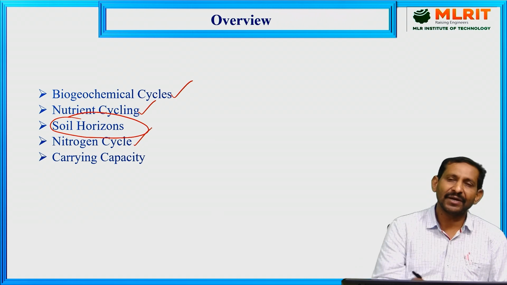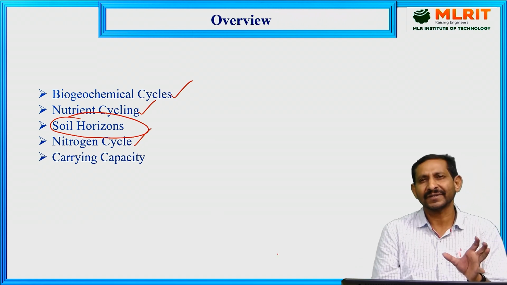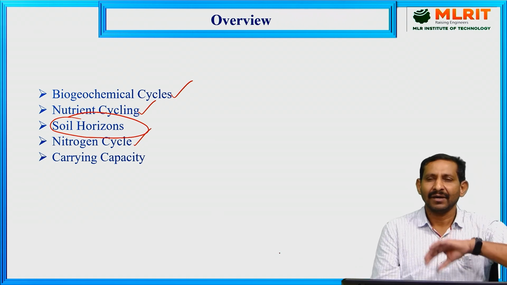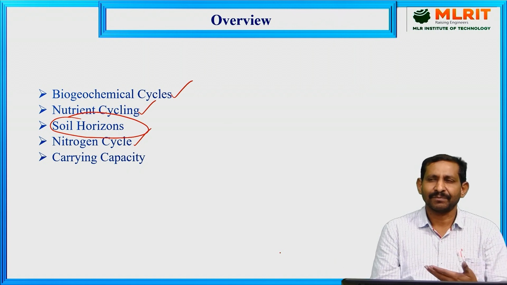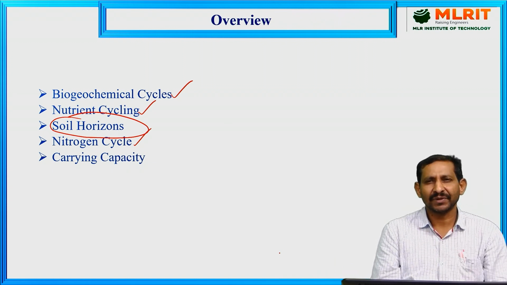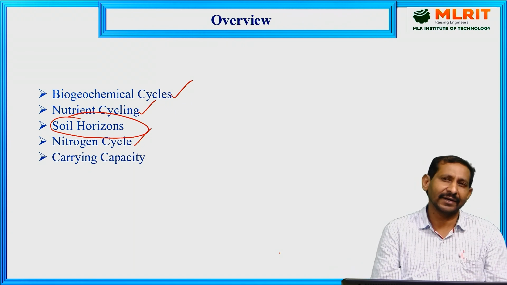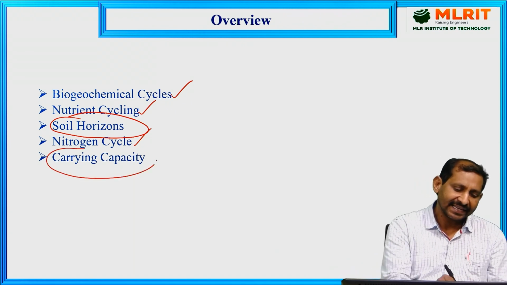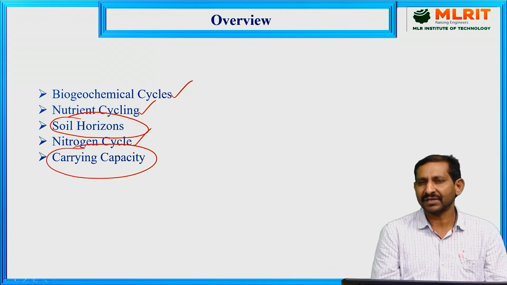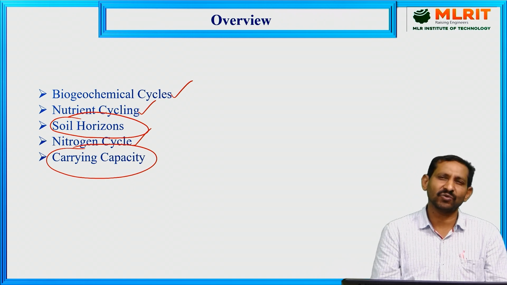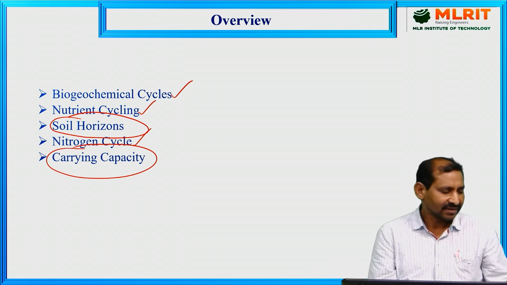One of the biogeochemical cycles, the nitrogen cycle: how nitrogen is converted from the air to water, water to soil, soil to atmosphere, and how that is converted in the nitrogen cycle. What is the carrying capacity and what is the importance of the carrying capacity? These topics we are going to discuss in this lecture.